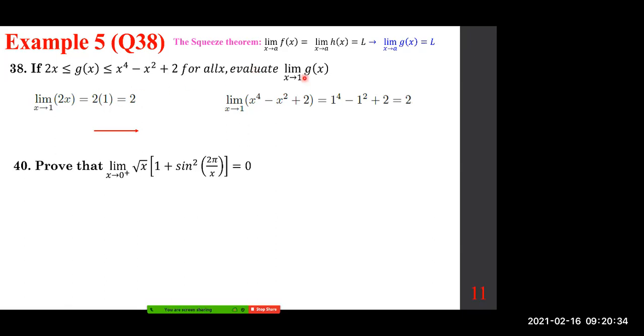Because the two are identical, then the limit of g of x as x approaches 1 is also the same by, you have to write down by what? By the squeeze theorem. If you don't write by the squeeze theorem, it's really wrong. I want you to know that.